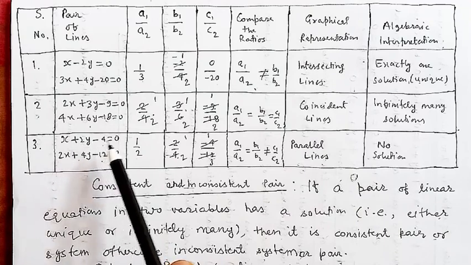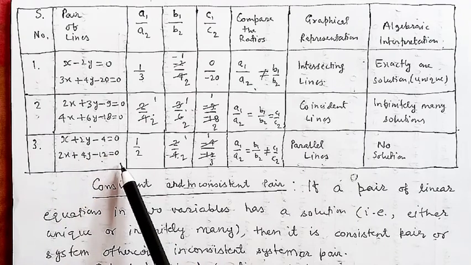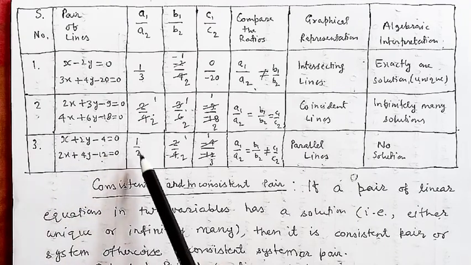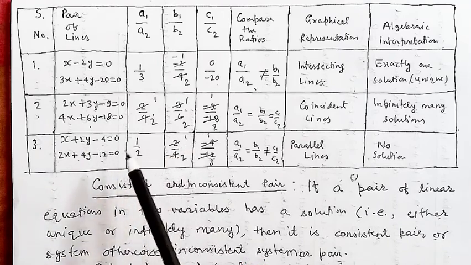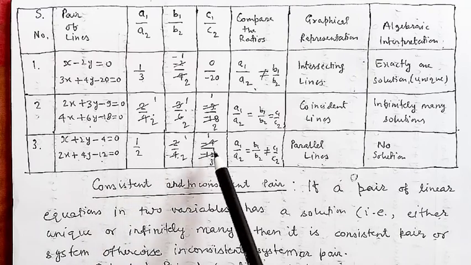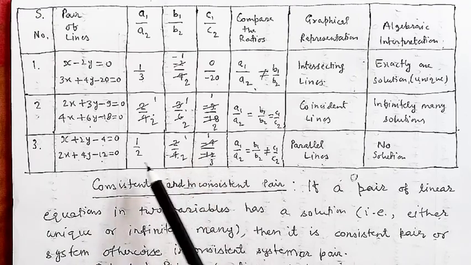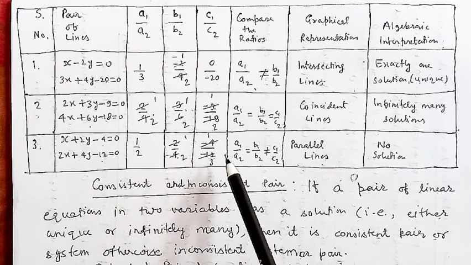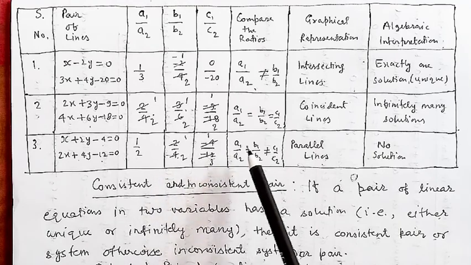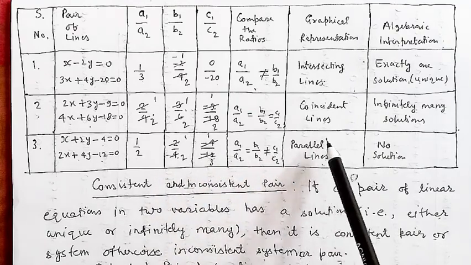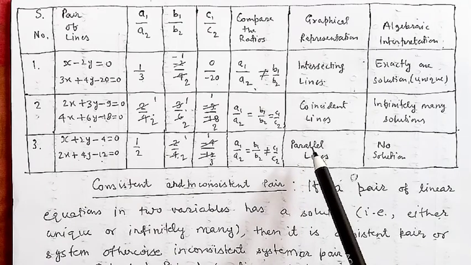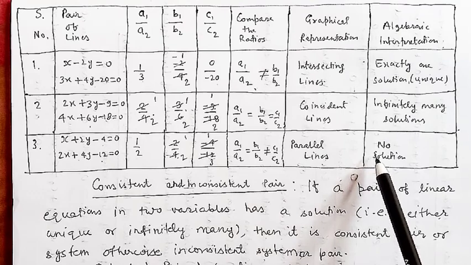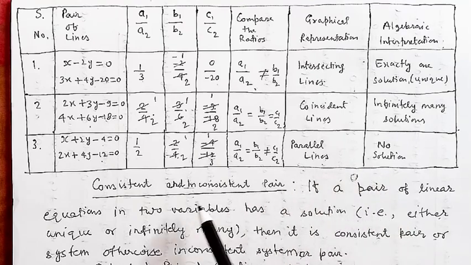x plus 2y minus 4 is equal to 0, 2x plus 4y minus 12 is equal to 0. Here a1 by a2 is equal to 1 by 2, b1 by b2 is equal to 2 by 4 which is 1 by 2, c1 by c2 is minus 4 by minus 12 which is 1 by 3. Here a1 by a2 is equal to b1 by b2 which is not equal to c1 by c2. And we have seen its graph is parallel lines. As two parallel lines never intersect, so we have not any solution. So for this we have no solution.